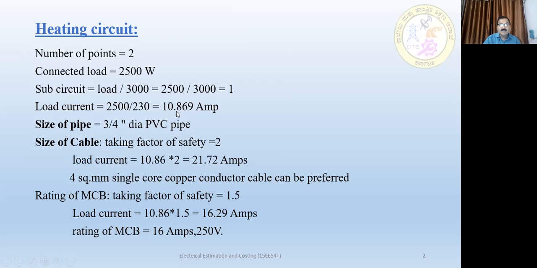So we have to choose the size of cable for the heating circuit for this load current, 10.869 ampere. Now we have to take factor of safety equal to 2. Load current becomes, we multiply this load current by 2, we get 21.72 ampere.